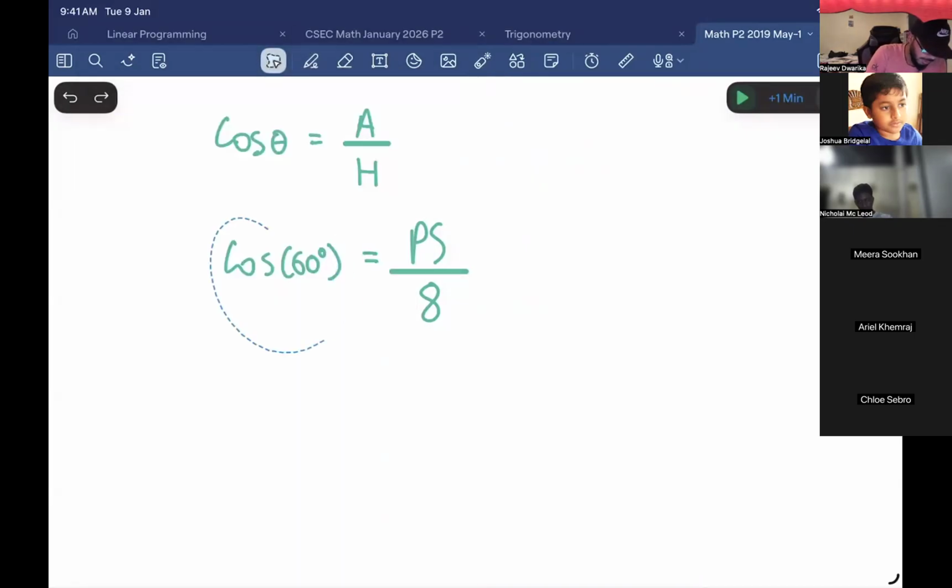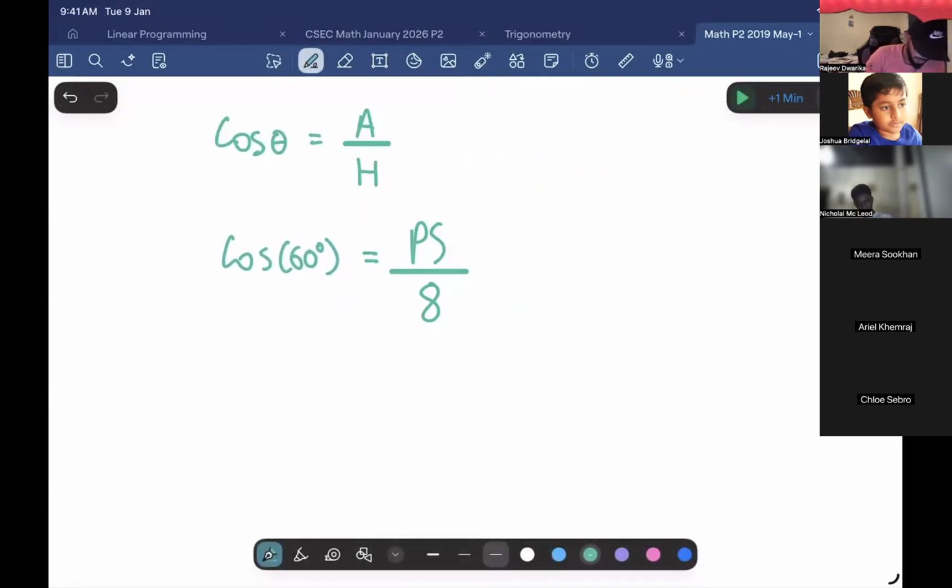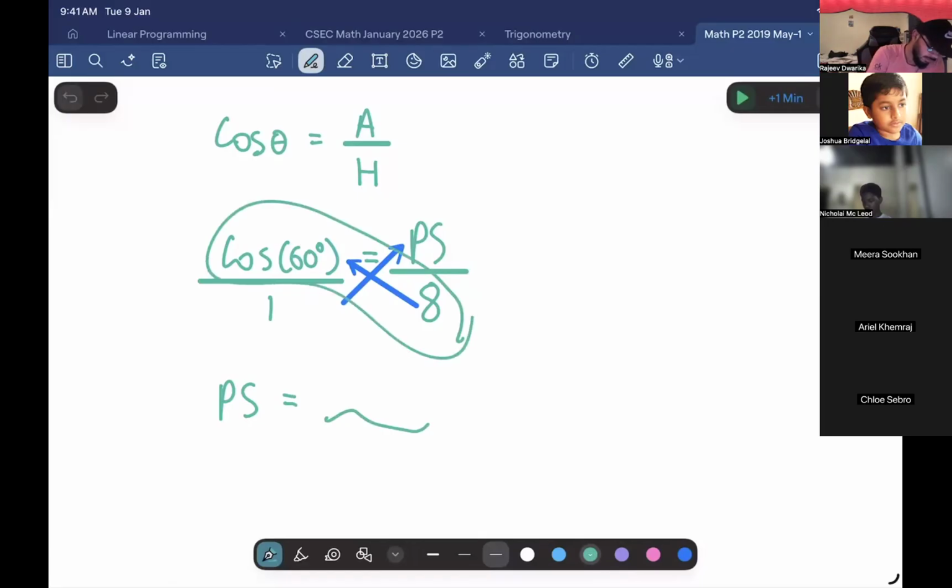So what we're going to do, right? I'm going to write cos 60 degrees as cos 60 degrees over 1. And then I'm going to cross multiply. So Chloe, if I cross multiply, that's going to be 1 by PS. What is 1 by PS? Yeah, that'll just be PS. 1 by anything is itself. If you're confused, think of 1 by 8. That's 8. 1 by 9, that's 9. So 1 by PS is just PS. And what would I write for this multiplication?